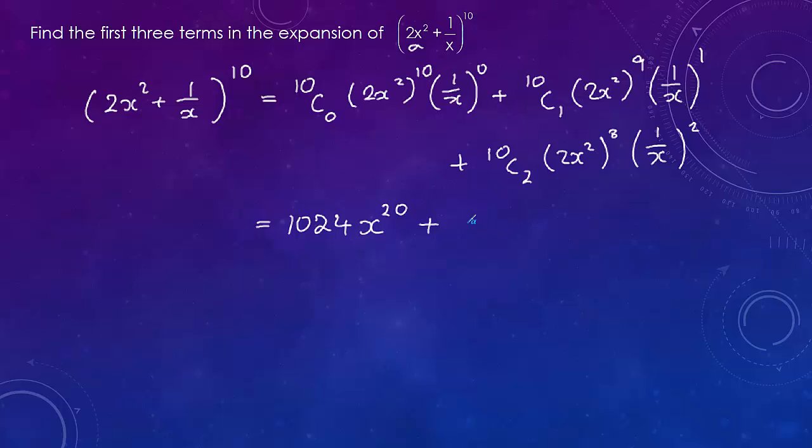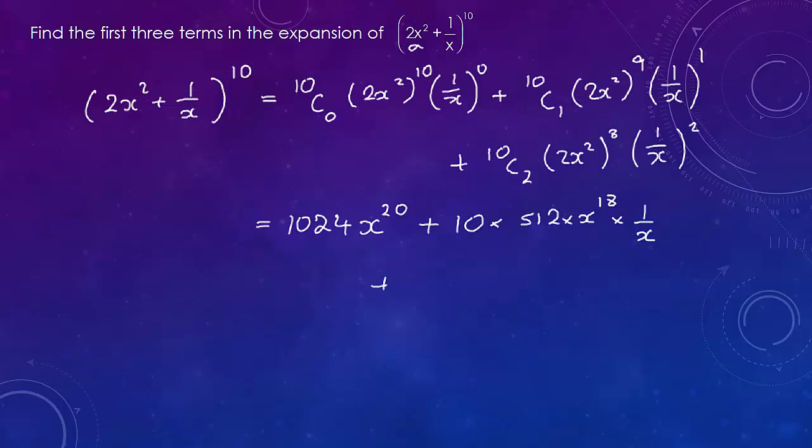Now 10c1, I happen to know that's just 10. In fact, anything c1 is just the anything. So 2 to the power 9 would be 512. Then we'll have x to the 18 and 1 over x. And we'll tidy that up in a moment.